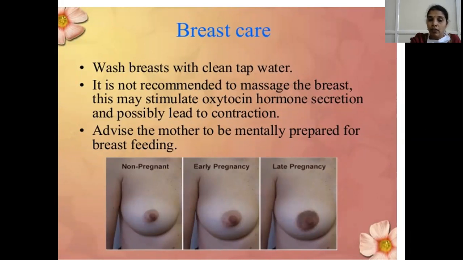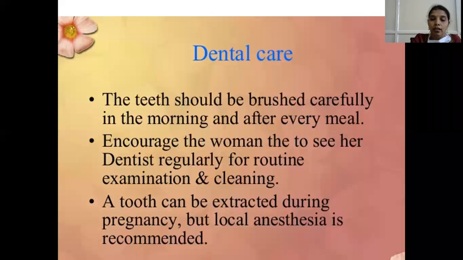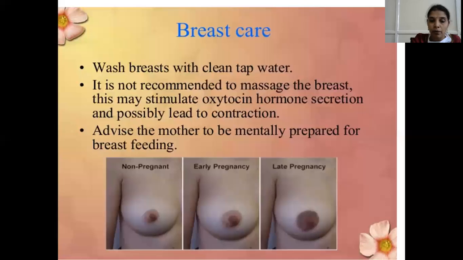Otherwise, if the mother is not prepared well for breastfeeding from the beginning, after delivery she might have difficulties in breastfeeding the baby. And these are the changes in the breast. This is the normal breast. In early pregnancy, there is increased pigmentation and increased areola. In late pregnancy, there is development of secondary areola and pigmentation is increased.